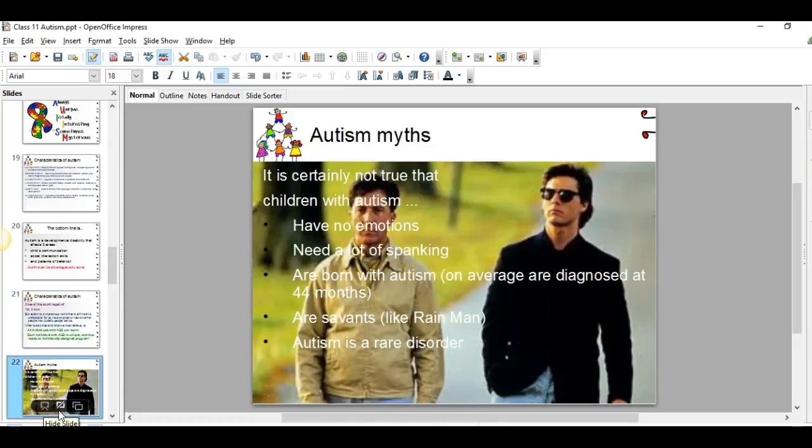Here I try to list the most common myths of autism. It is certainly not true that children with autism have no emotions, need a lot of spanking, or are born with autism. On average, they are diagnosed at 44 months. Nor are they all silent, like Rain Man in this picture, and autism is not a rare disorder.